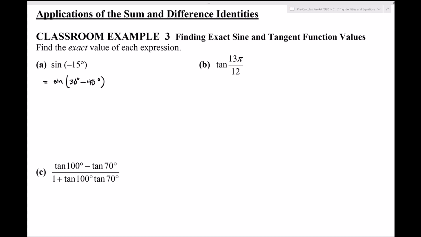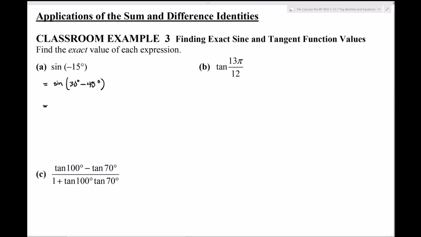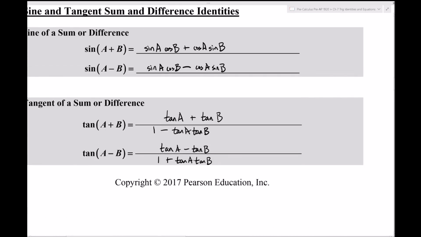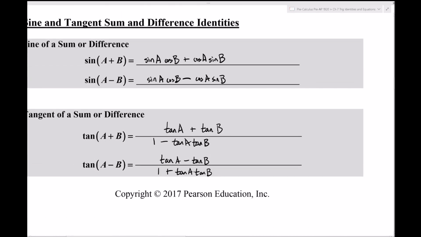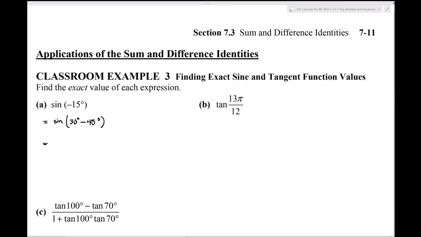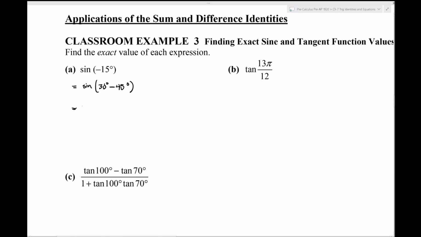Sine of 30 minus 45, and then we apply the difference formula, which is, I don't remember, the first or the second, one of the first two. That's the second. So sine A cosine B minus cosine A sine B. So this is sine A is 30, cosine B, cosine 45. You keep the sign minus, cosine of A, 30 degrees, sine 45.